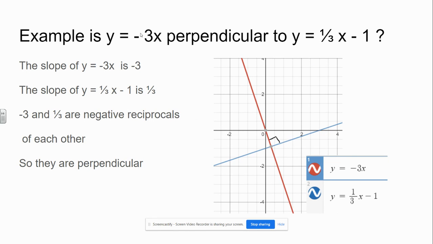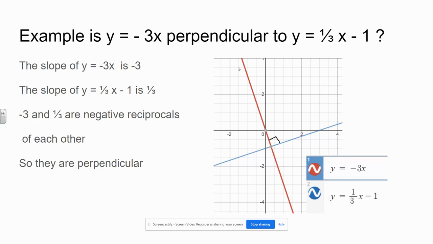So let's say I just put y equals negative 3x. Is that perpendicular to a third x minus 1? So the slope of the first line is going to be negative 3, right? Because that's the thing in front of it. And the slope of the second line is going to be 1/3.